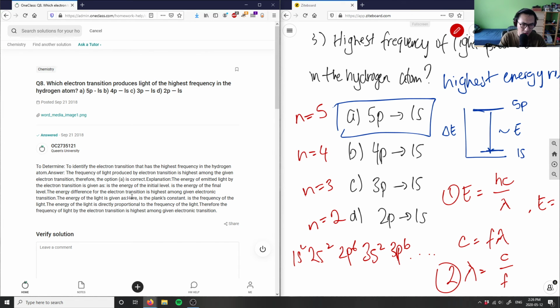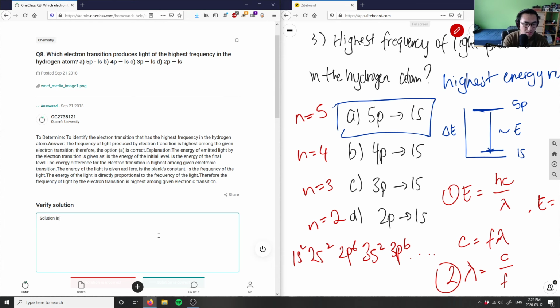Again, these are not complete sentences. The explanation is really bad. So I'm going to say solution is correct, analysis is incomplete.